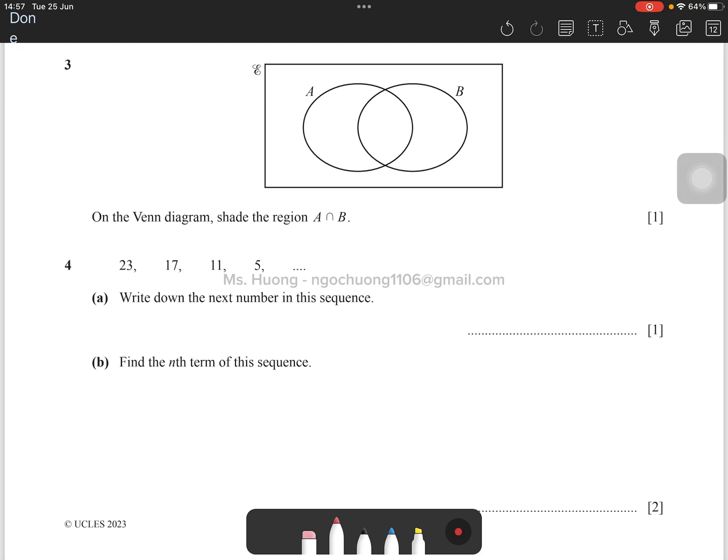Question 3. Shade the region A intersection B. A intersection B means all the elements that are in A and in B, which means the common section of them. So we'll shade the middle part.